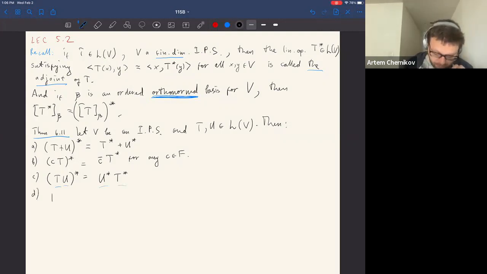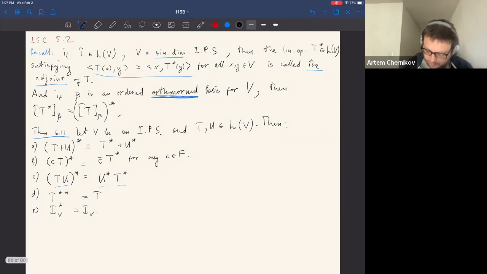We also know that the adjoint of the adjoint is just the operator T itself. So if you apply the adjoint twice, you get back T. This you can just see quickly from the formula, for example, for the adjoint from this condition. And finally, we have that the adjoint of the identity operator, I_V, is just the identity operator itself, which again is clear if you look at the matrices. So we have these properties of the adjoint operator.